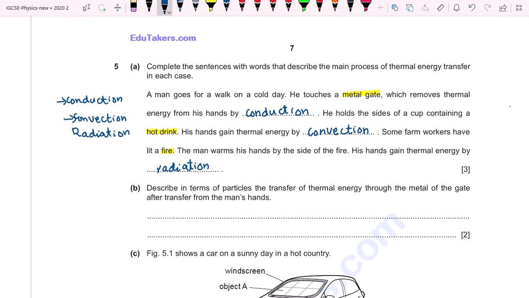Part B. Describe in terms of particles the transfer of thermal energy through the metal of the gate after transfer from the man's hand. So we know that the metal contains free electrons. Due to the movement of these free electrons, energy is transferred. So I write here that the free electrons move and transfer energy.